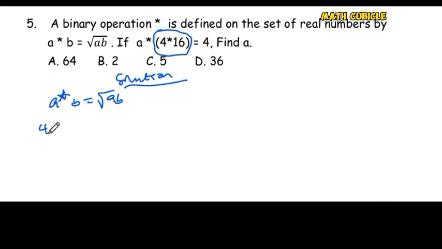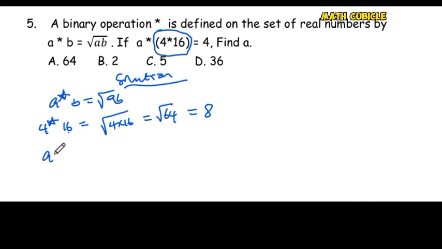So 4 operation 16. What we do is A is holding 4, B is holding 16. So anywhere we see A here, we plug in 4. Anywhere we see B, we plug in 16. So this becomes root 4 times 16. That's root 64. And square root of 64 is 8. Now we'll come back here. We replace this with 8.